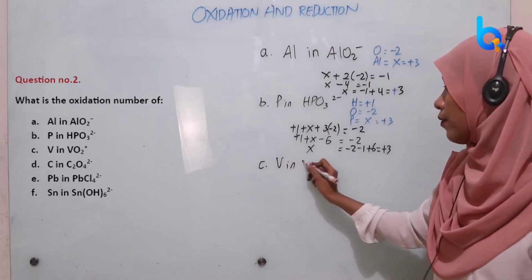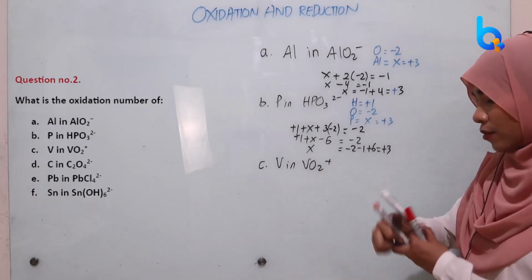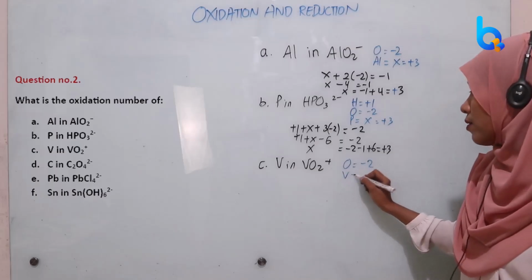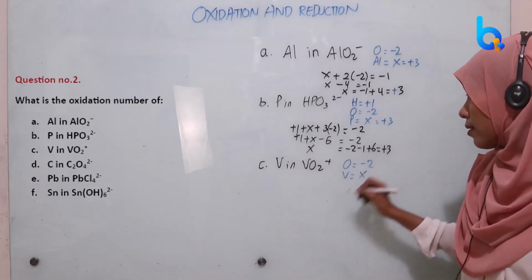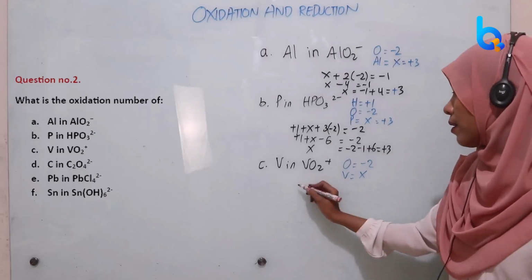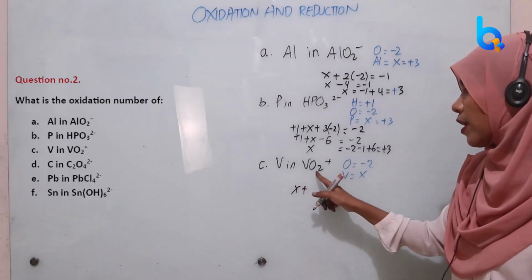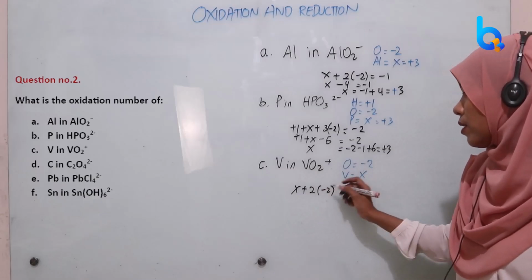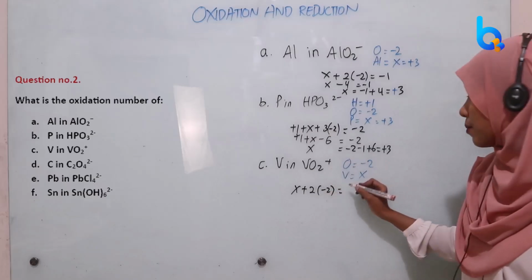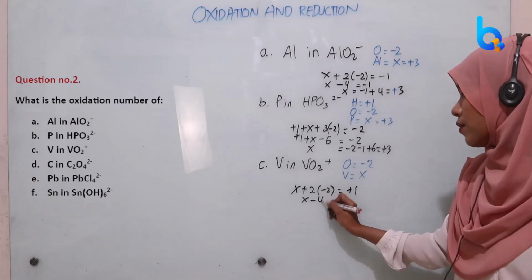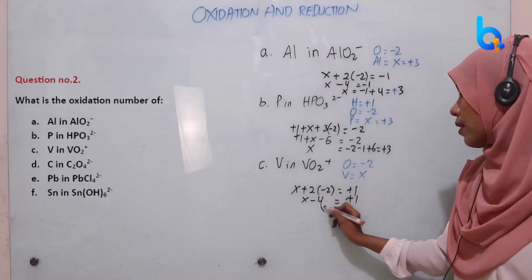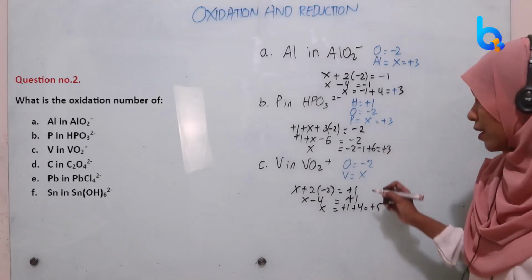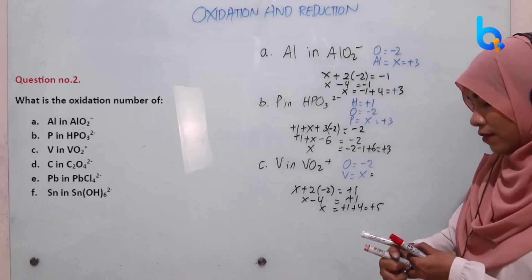V in VO2 plus. So we know that the oxidation number of oxygen is -2, and we don't know V, so let's just let it be X. So here V is X, plus you have 2 oxygen, each with oxidation number -2, equals, the charge is +1. X minus 4 equals +1. X equals +1 plus 4 equals +5. So the oxidation number of V here is +5.